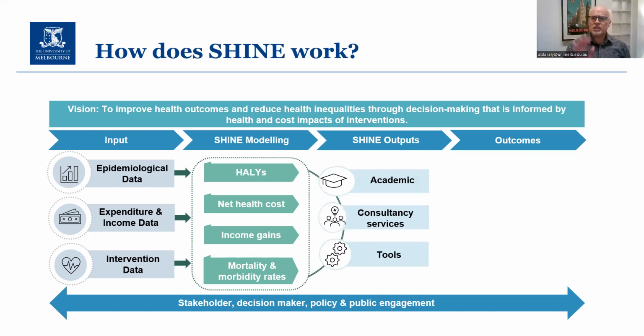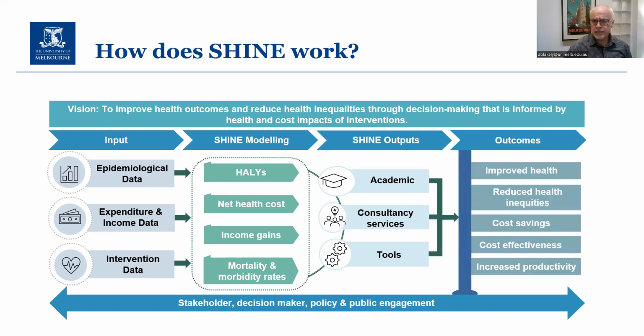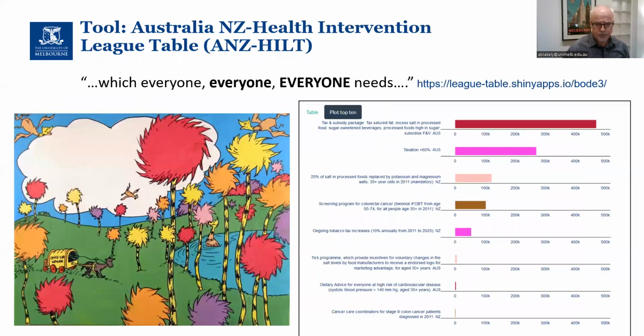And we produce 3 types of outputs, those for academic audiences and with academic collaborators, for consultancy services and tools, which I'll speak about in a sec. And all of this is aiming to improve health, reduce health inequalities, also look at interventions stratified by patient characteristics like absolute CVD risk, cost savings, cost effectiveness, and increased productivity.